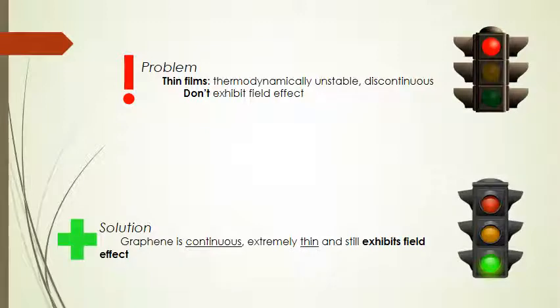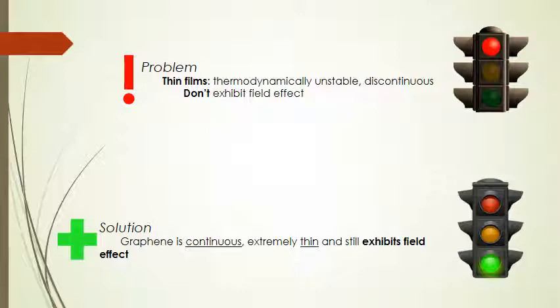Extremely thin films tend to be thermodynamically unstable and discontinuous if they are only a few nanometers thick, and under these conditions they're not even found to exhibit the field effect, so they're useless. Against these observations, graphene has stood alone as the only few-layer graphene film to exhibit the field effect, even though it's very thin, even on the scale of a few nanometers.